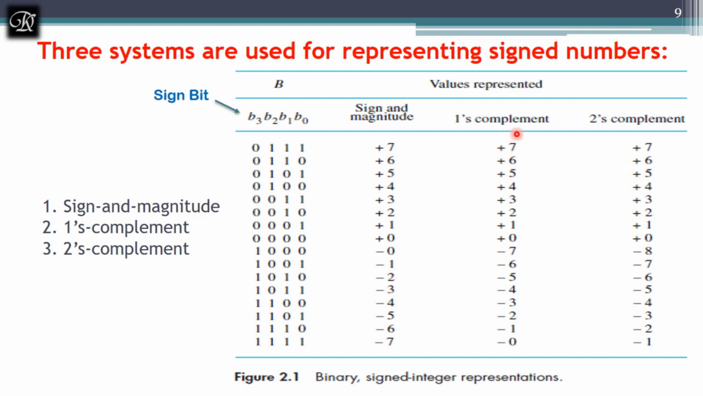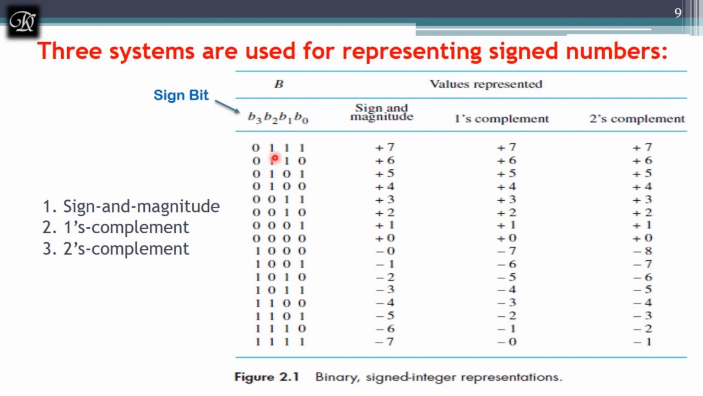And in 1's complement, we have the same version, but here the binary values will change. The binary values of the same numbers will be changing. We will see that, and the same with 2's complement.